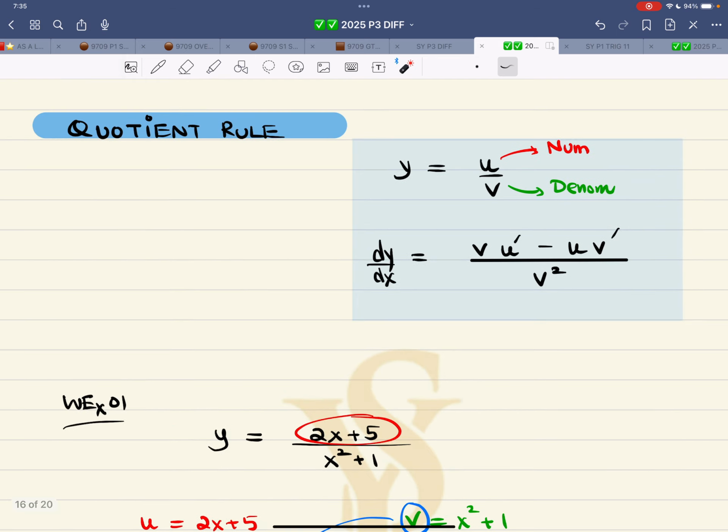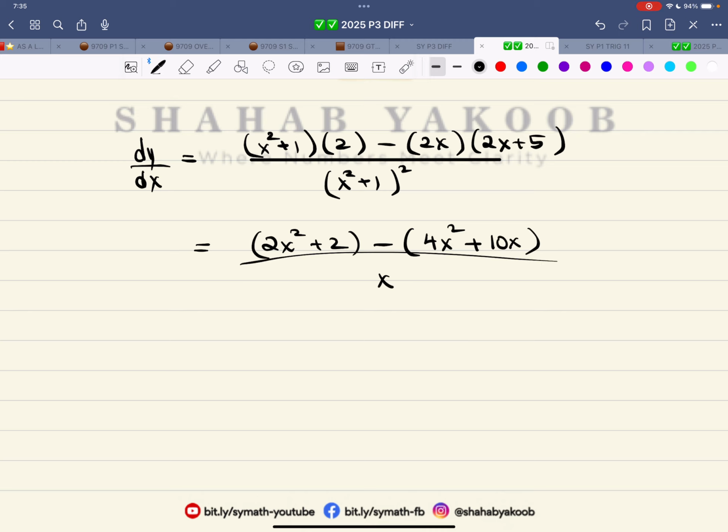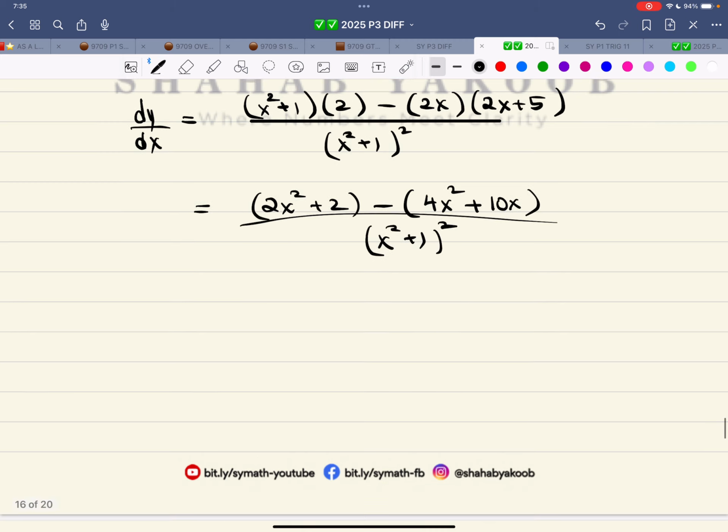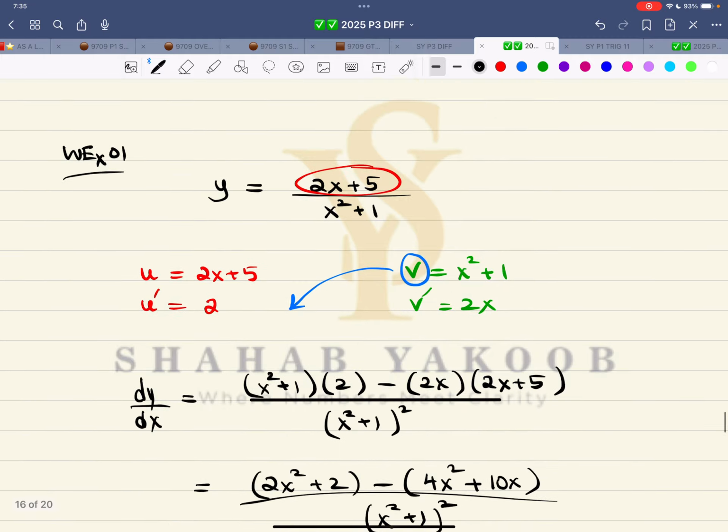Exactly following this process. So now let's do a bit of simplification. That is 2x square plus 2 minus 2x into 2x. That is 4x square, 2x into 5. That is 10x. The whole thing divided by x square plus 1 whole square. So 2x square minus this thing. That is negative 2x square. And this is plus negative 10x plus 2. So I can write it like this, divided by x square plus 1 whole square. That is the expression for dy by dx according to the quotient rule of differentiation.